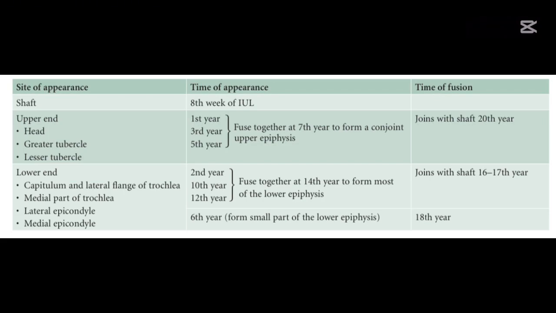You get? In the upper end, the centers are located in the head, greater tubercle and lesser tubercle. You can remember the first year for the head, 3rd year for the greater tubercle, and 5th year for the lesser tubercle, and they all fuse in the 20th year. For the lower end, you can see the 2nd year, 10th year, and the 12th year, for the capitulum, medial part of the trochlea, and lateral and medial epicondyle. So in case, just know the primary center ossification at 8 weeks.